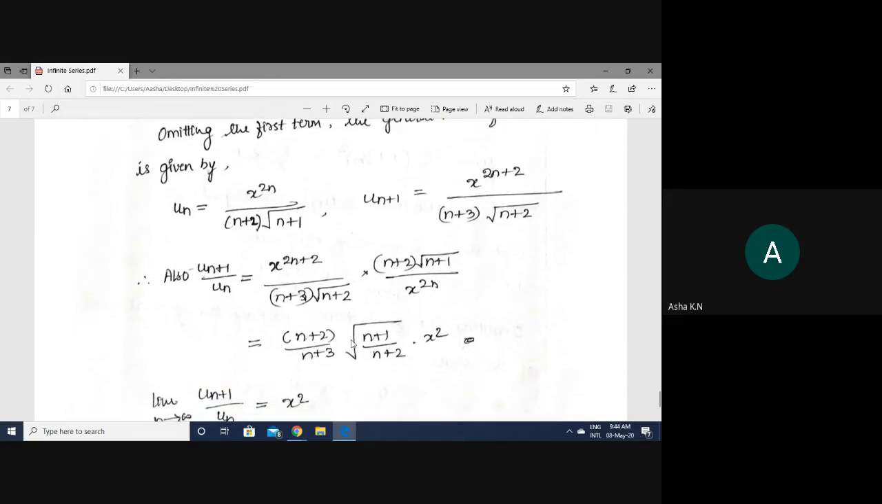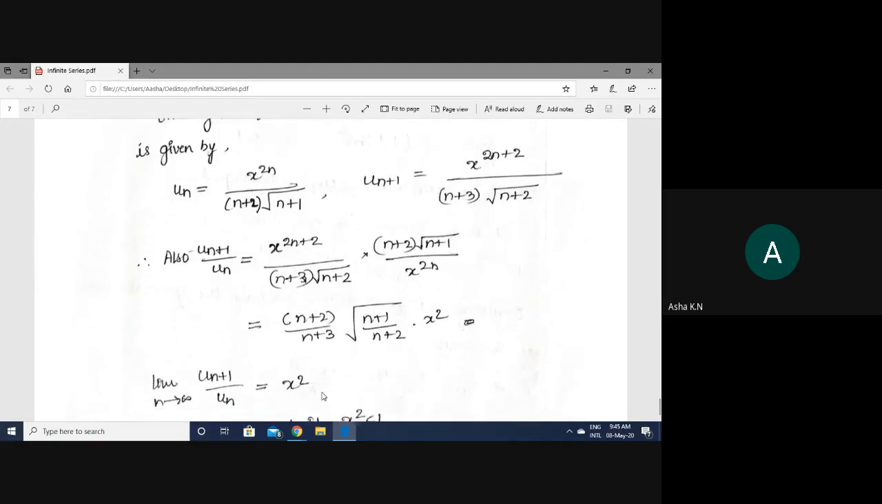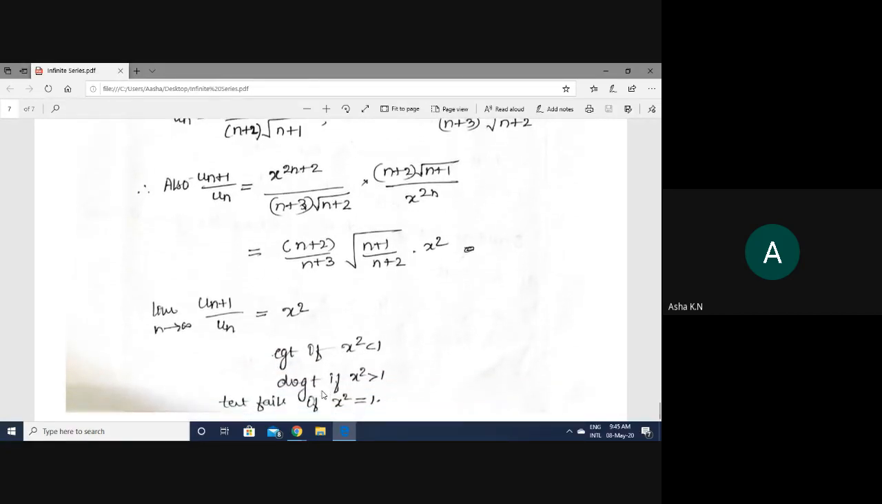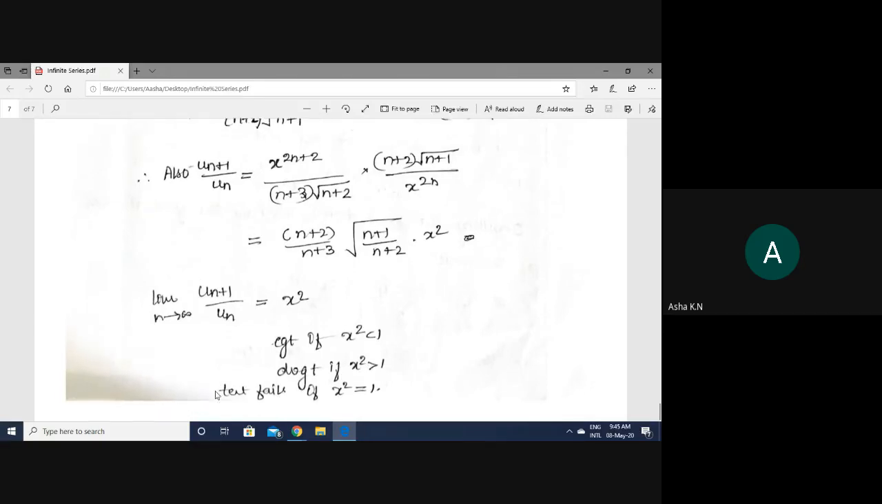And you are left with x square, right? You do that step taking common factor. 2 by n is 2 by infinity, it becomes 0. So 1 plus 0 is 1. Similarly, every term becomes 1 plus 0, which is totally 1. 1 into x square is x square. But x value we don't know, so it depends on the value of x now. So the series is convergent if x square is less than 1, divergent if x square is greater than 1, and the test fails if x square is equal to 1.